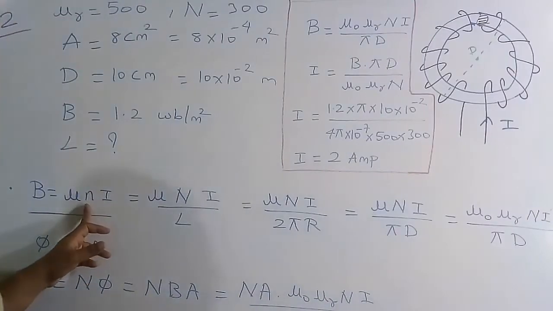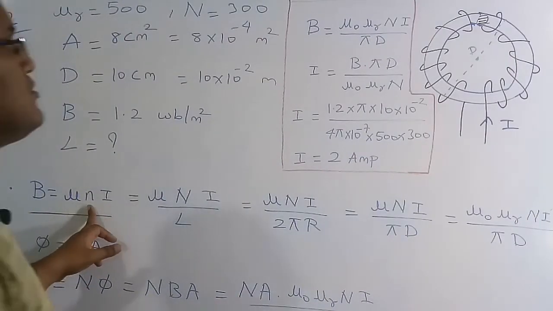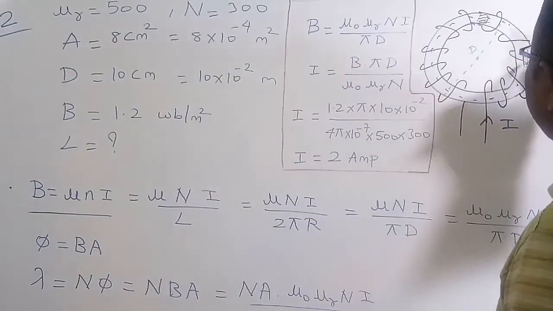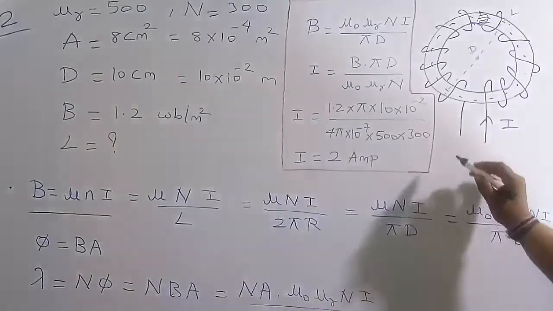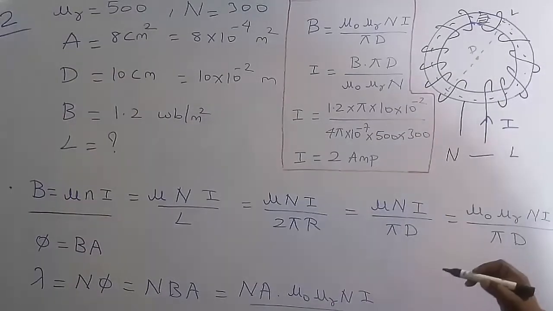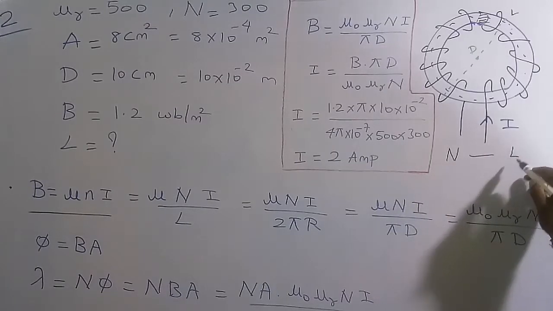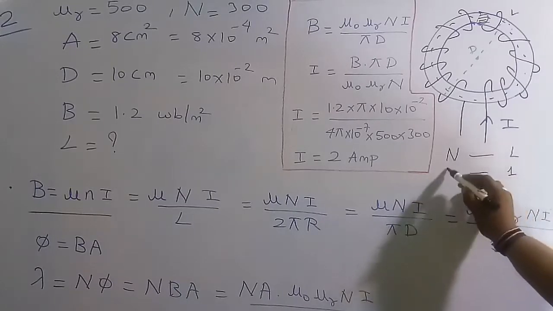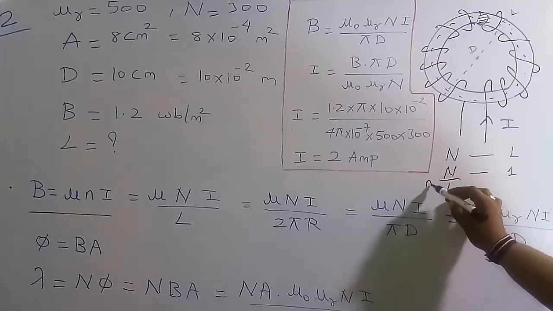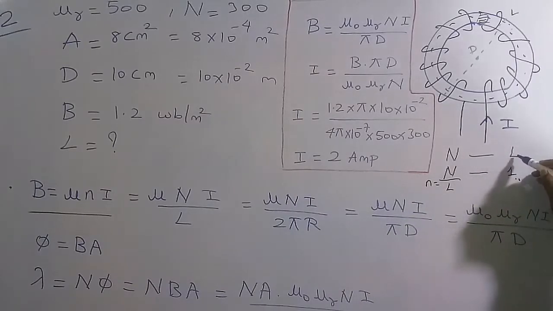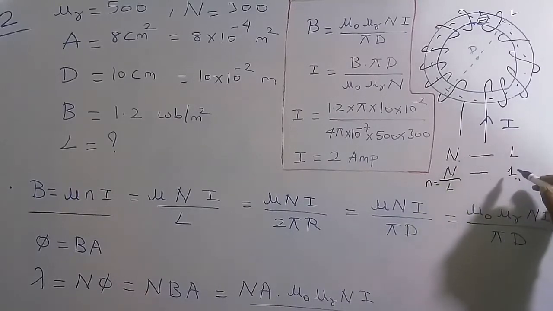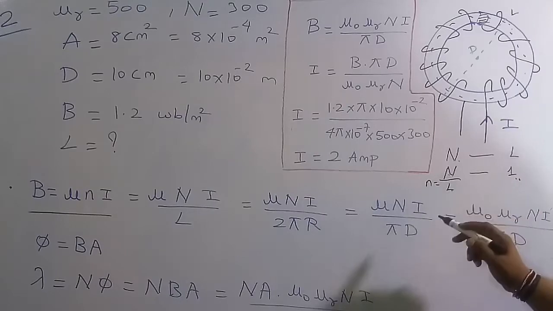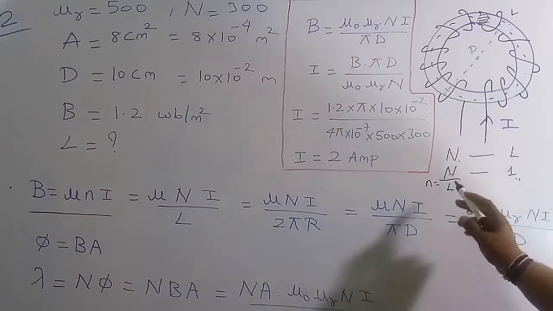So small n is the number of turns per unit length. Suppose the total length is L, and N turns are present in a length of L. But if I want to find the number of turns present in unit length, I need to divide by L, so therefore N by L. So for a length of L the turns present are capital N, but for unit length we divide by L on both sides, and we get capital N by L, which is small n, the number of turns per unit length.